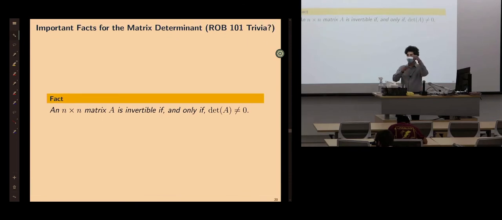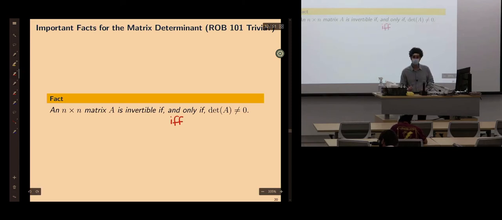So putting what we observe together, we get this fact that an n by n matrix A is invertible if and only if the determinant of A is not 0. Or you see sometimes if and only if written like this, IFF. If and only if means if A is invertible, the determinant is not 0. If the determinant is not 0, then A is invertible. You can go both ways.